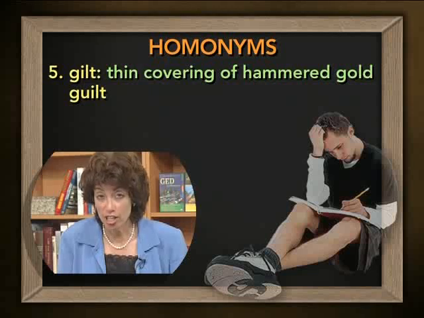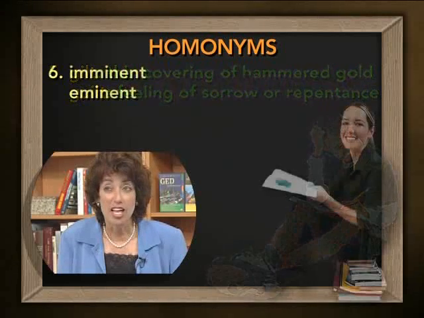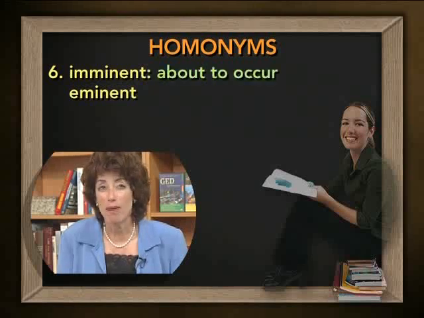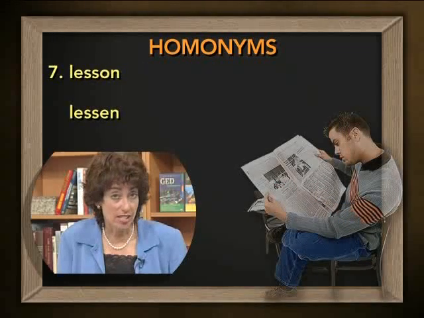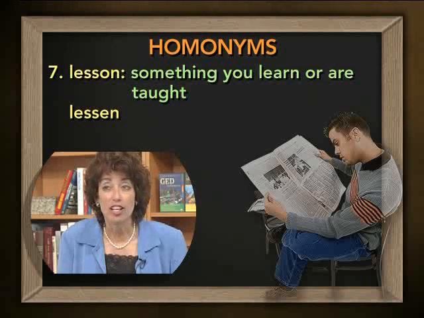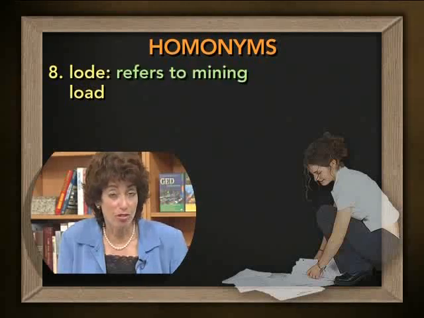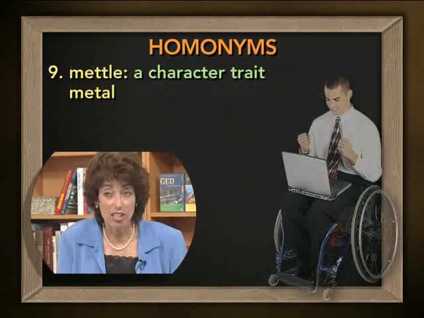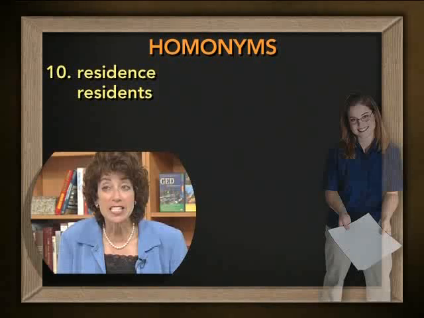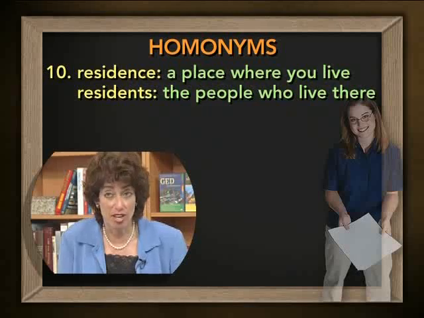Gilt is a thin covering of hammered gold on jewelry or on buildings, and guilt is a feeling of sorrow or repentance. Imminent and eminent. Imminent means about to occur. Eminent means well-known or famous. Lesson and lessen. A lesson is something that you learn in school, something that you're taught. To lessen is to relieve or to reduce. Lode and load. The first refers to mining. The second refers to something that we carry. Mettle is a character trait. Metal is an ore. Residence and residents. Residence is a place where you live. The residents are the people who live there.